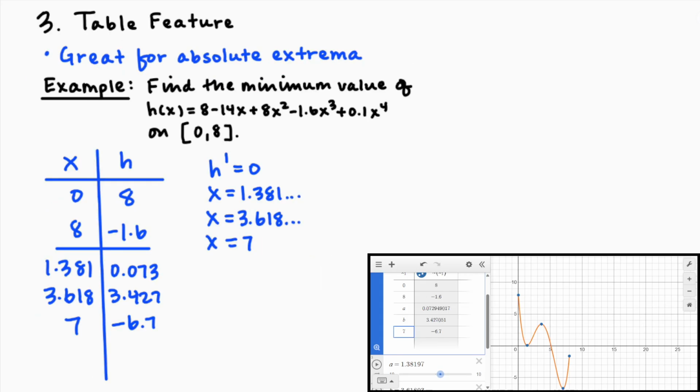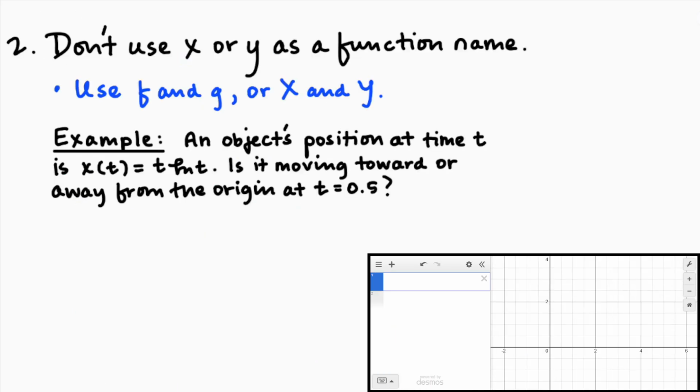once you fill in your table with all your values of your critical points and your endpoints, you might check back in with the question and ask yourself for a second time, what's it asking for? It's asking for the minimum value of h, so that's going to be that negative 6.7. I'm going to emphasize that as my answer, and we'll be good.